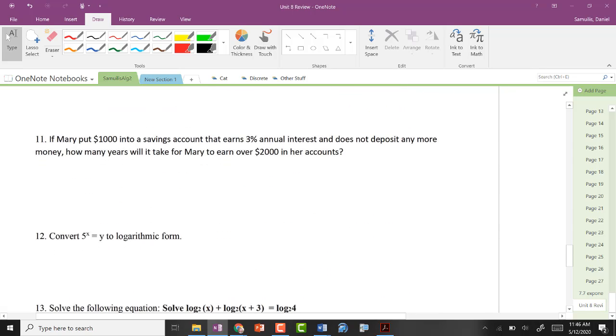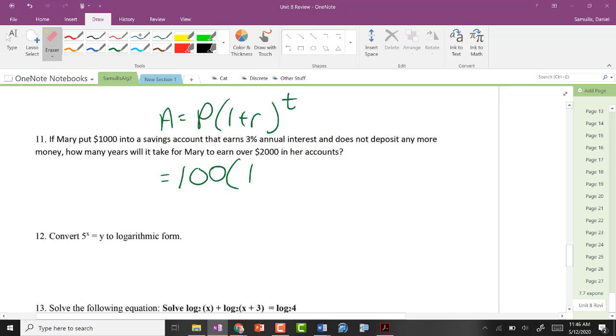Okay, Mary puts $1,000 in an account, and so on. What we do not see is the word compounded. So this is going to be exponential growth. We are using A equals P times 1 plus r to the t power. So Mary's putting in $1,000, that's the principal. It's earning 3% annual interest, so that is 0.03.